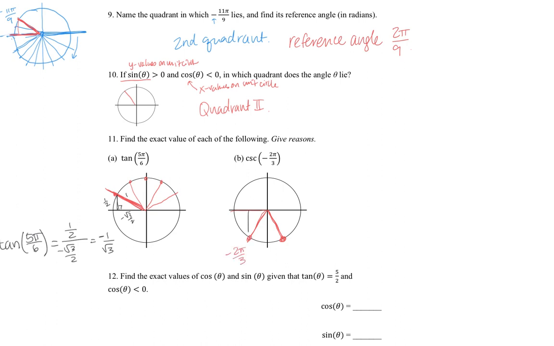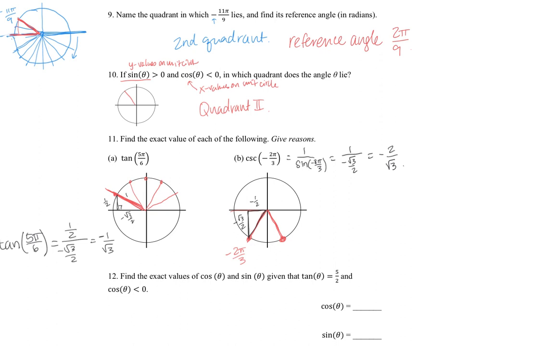And if I look at that reference triangle, I have a negative 1/2 for the x value and a negative root 3 over 2 for the y value. And so cosecant is equal to 1 over sine of negative 2 pi over 3. Well, the sine value is the y coordinate, so it will be 1 over negative root 3 over 2, which I can write as negative 2 over root 3.